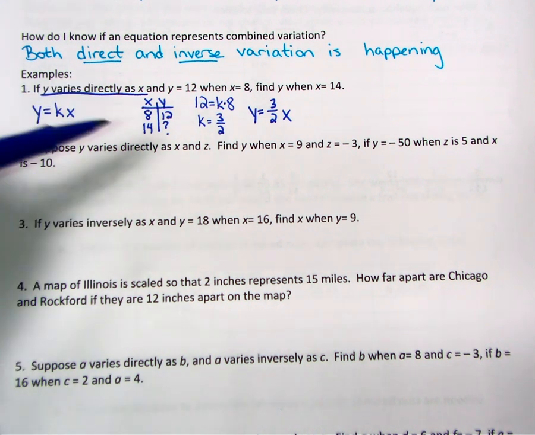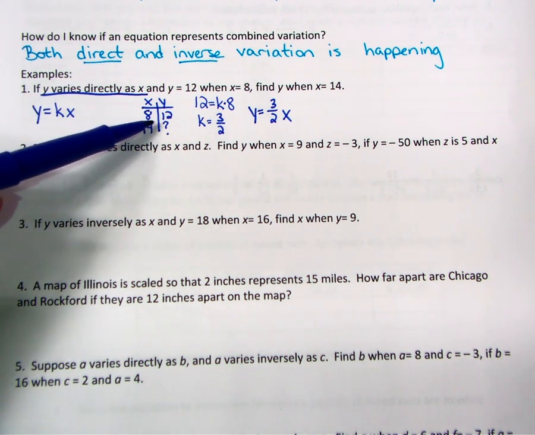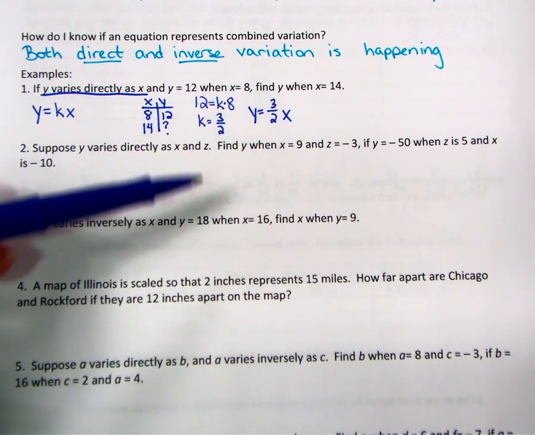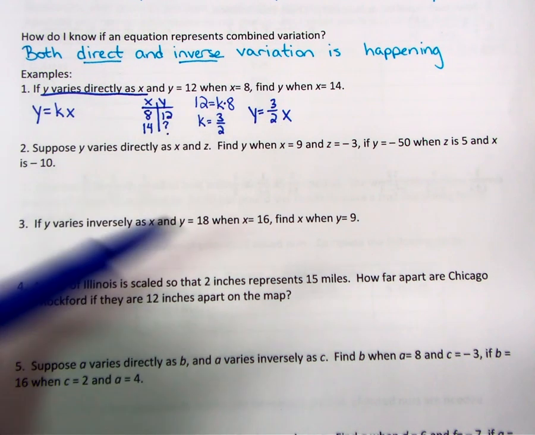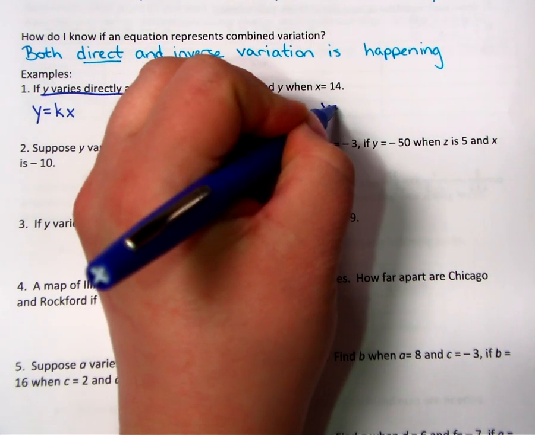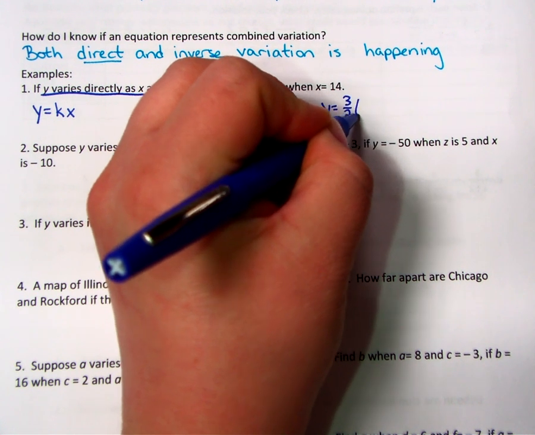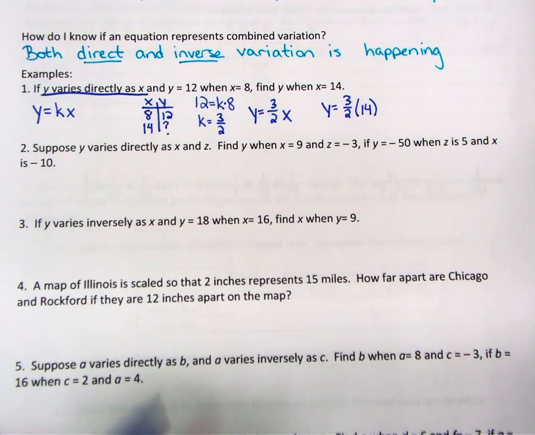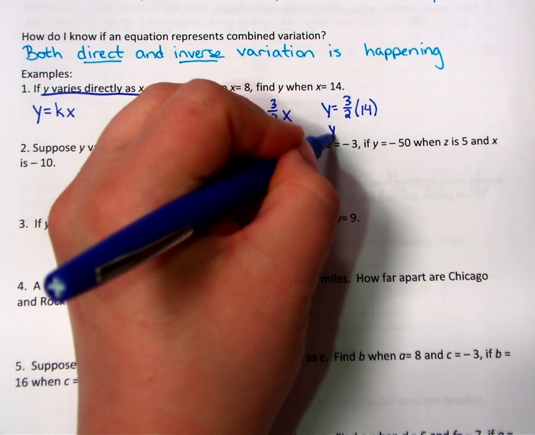So now we have a value for x, we have a value for k. We're going to plug in both to figure out what y is. So y equals 3/2 times 14. So 3/2 times 14 is 21.